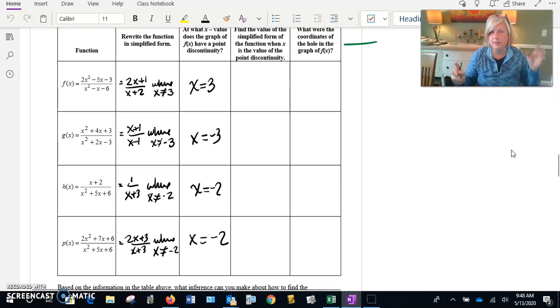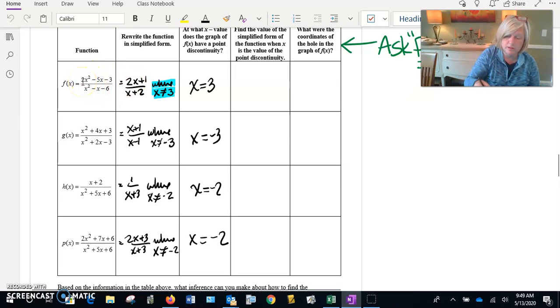And so the idea of asking Fred is that after we have simplified, the reason we write this exception right here, where x does not equal 3, is because in this simplified version, you can actually plug 3 in and you will get a value. That is not the value of f. As a side comment, if I was going to do f of 3, f of 3 is undefined.